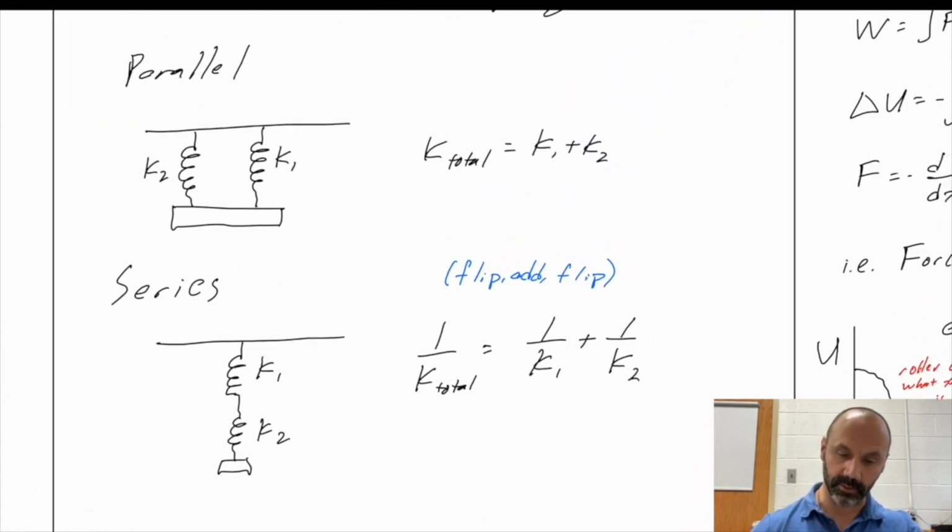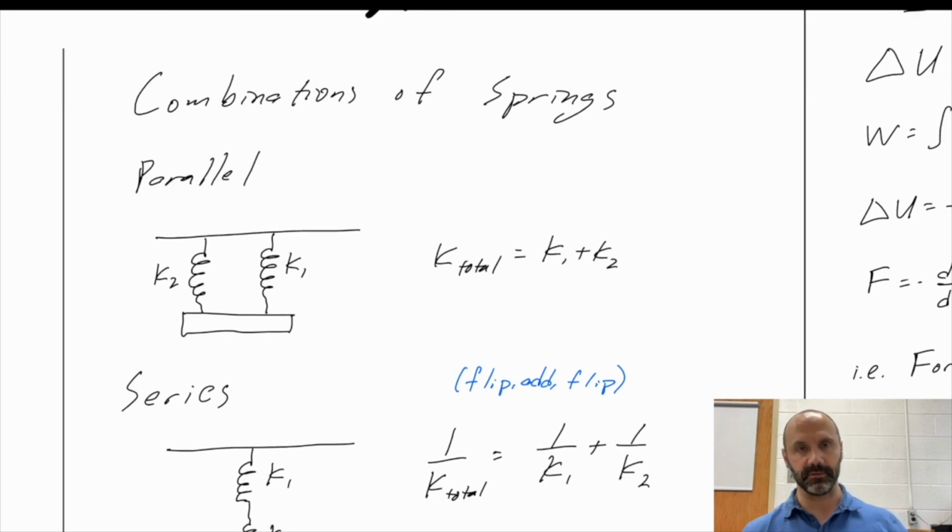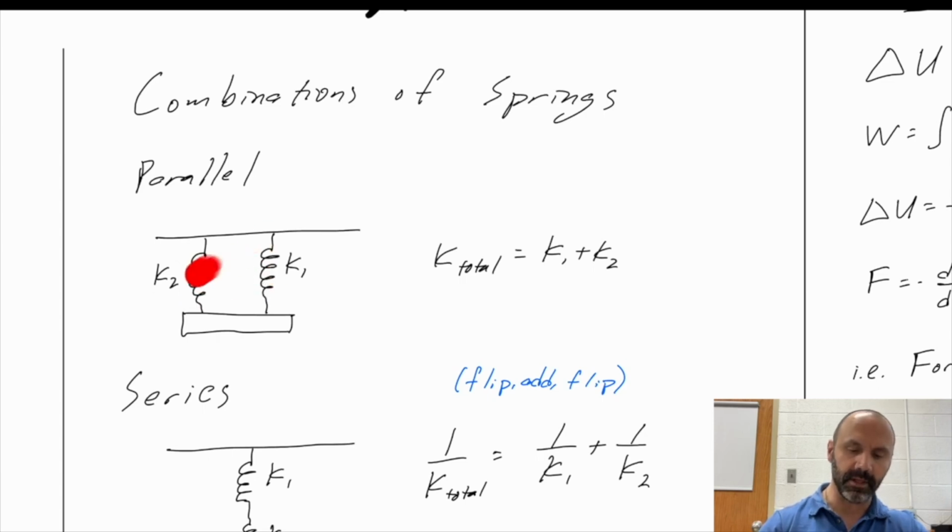So let's talk about springs, combinations of springs. This is where we cover it, at least in my course. When you have parallel springs, think of it this way, real simple. If you have two springs next to each other, that's going to make this thing stronger. It's going to be harder to pull this down than if it were just attached to one spring.